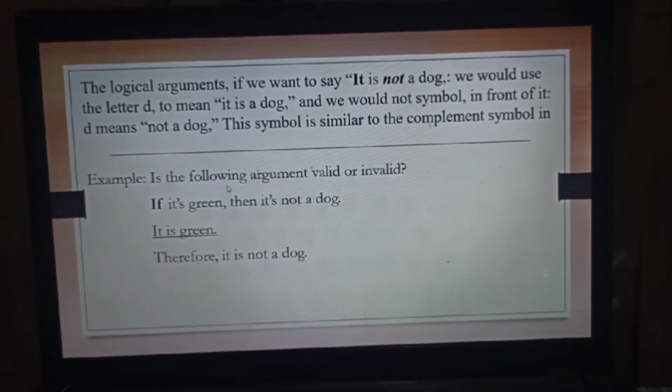Is the following argument valid or invalid? If it's green, then it's not a dog. So this is the premise 1. And the premise 2 is it is green. So ang conclusion natin is therefore it is not a dog. So this example is valid.